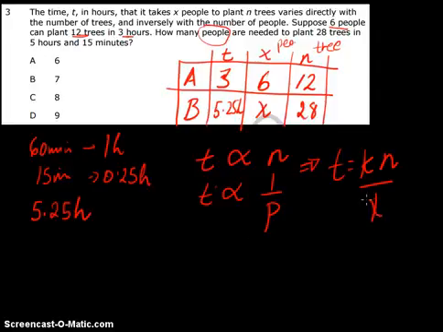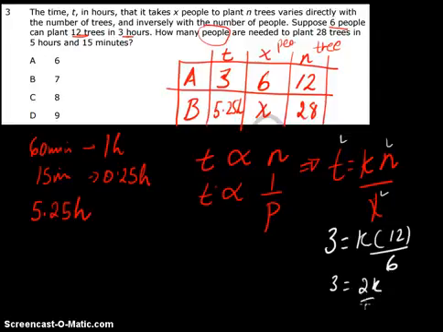So let's use the first scenario to find k, because we have time, number of trees, and people. Since we have all 3 variables, we can solve for k. This becomes 3 equals k times 12 over 6, and 12 divided by 6 is 2, so we have 3 equals 2k. Then we can divide both sides by 2, and k is equal to 1.5. 3 divided by 2 is 1.5.